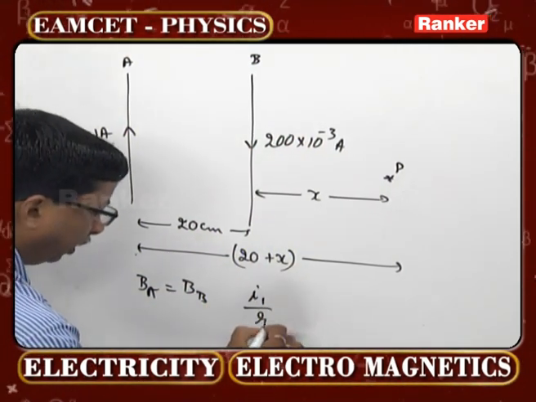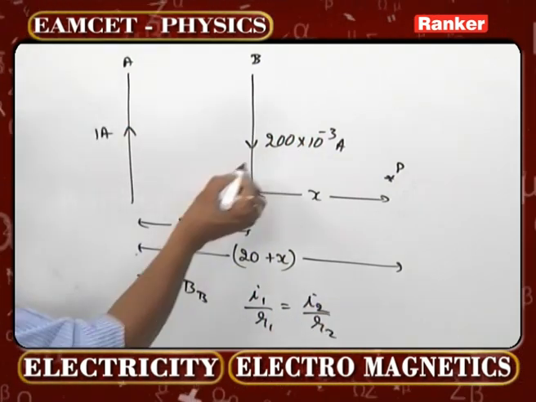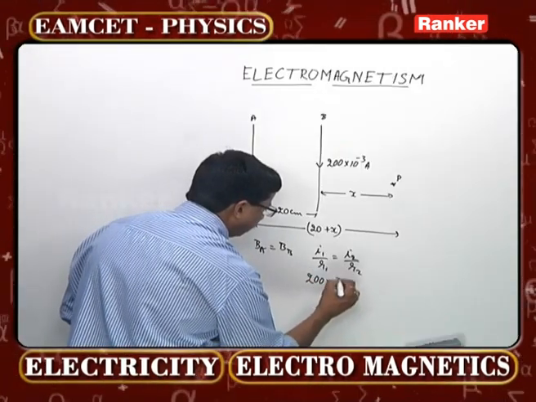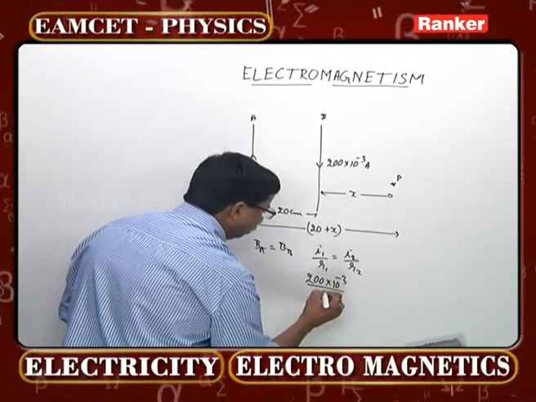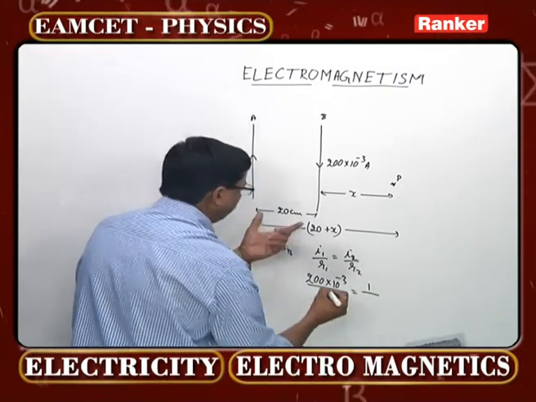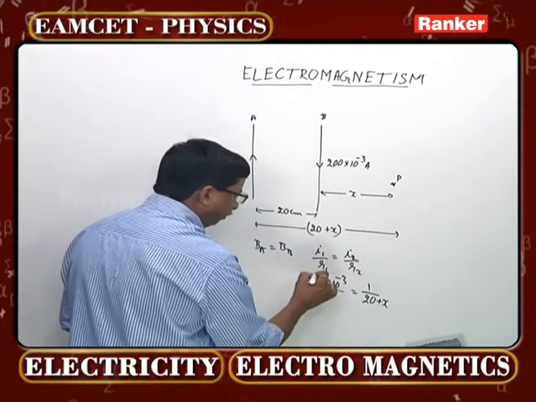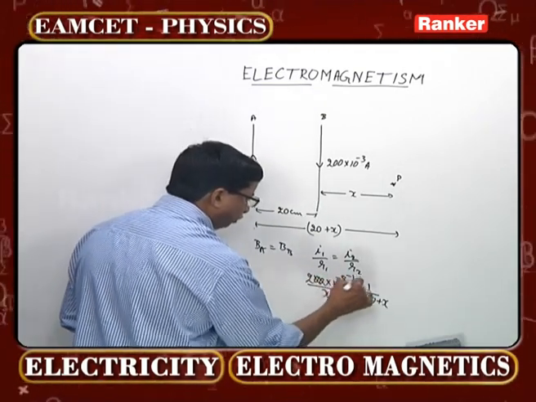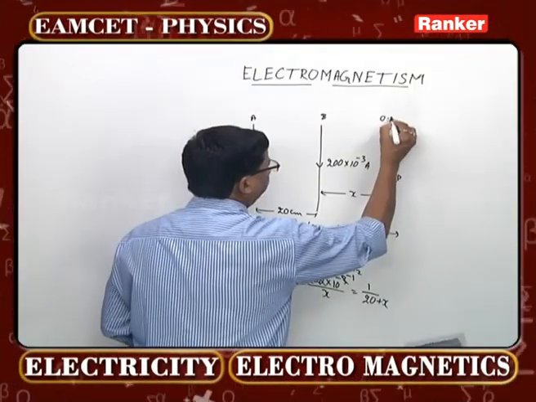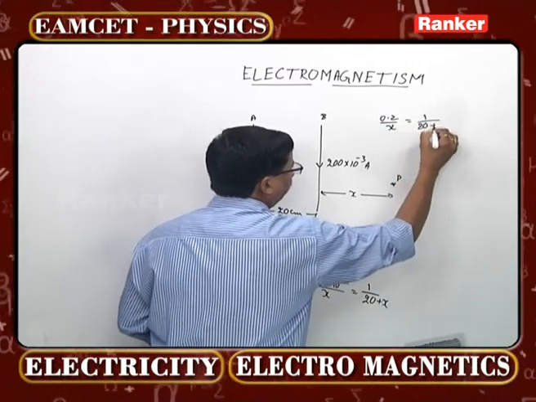So how to write this once again? I1 by R1 is equal to I2 by R2. Directly you take it now. What is I1 here? It is 200 into 10 power minus 3, by R1 you take it as x, is equal to 1 by what is R2 here? 20 plus x. Now in fact you can cut these two zeros with minus 1. This becomes now 0.2. So 0.2 by x is equal to 1 by 20 plus x.